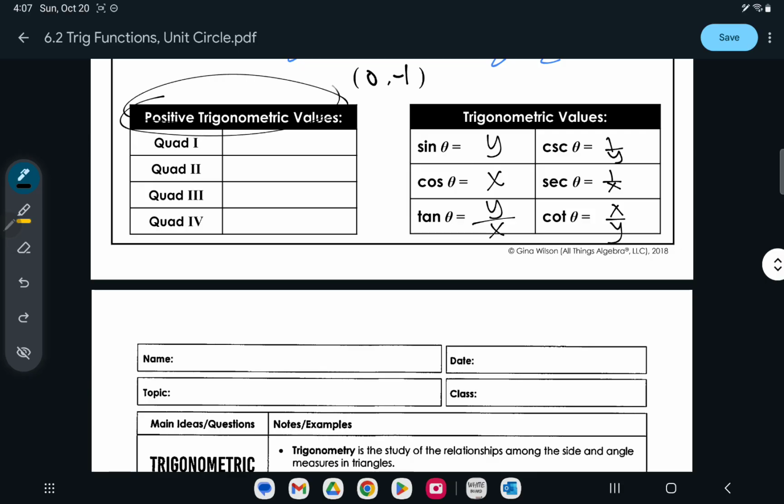If you want to know what values are positive where: in quadrant 1, all of them are going to be positive because it's x, y. Quadrant 2 is negative x, y. So the only positives are going to be sine and cosecant. Quadrant 3 is negative x, negative y. So tangent and cotangent are positive. Quadrant 4 is x, negative y. So the only ones that are positive are cosine and secant. And there we have it.